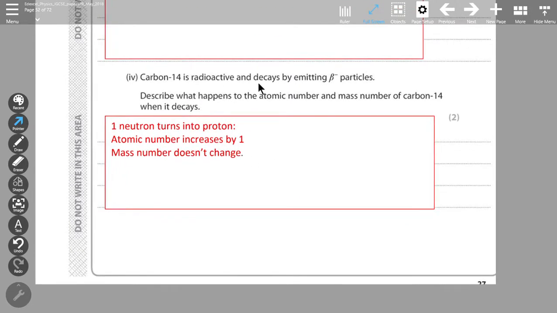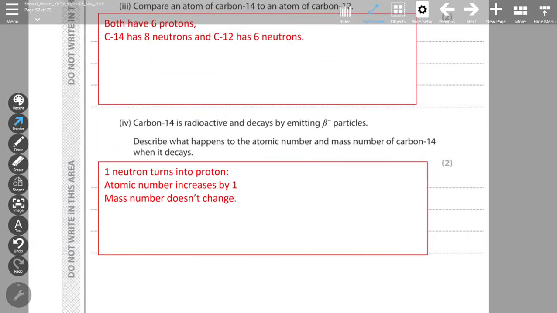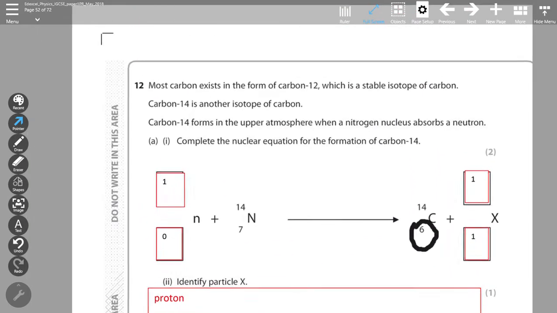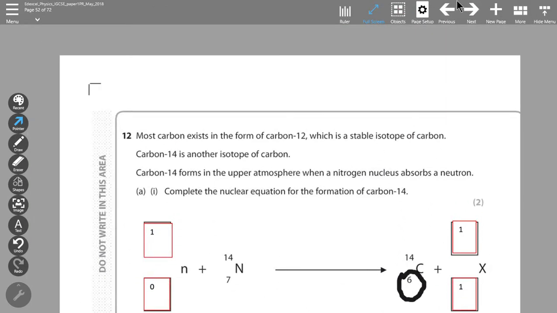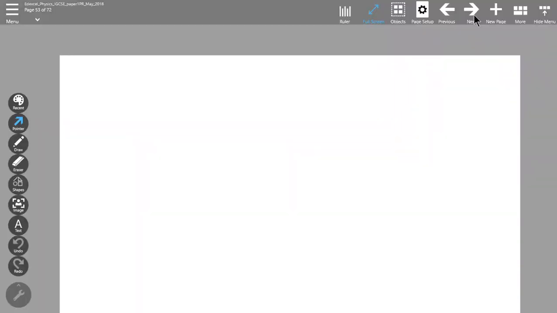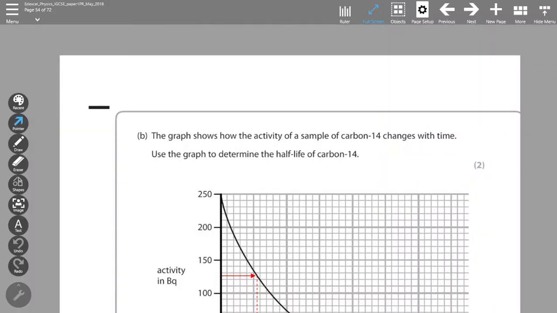Carbon-14 is radioactive and decays by emitting a beta minus particle. Describe what happens to the atomic number and mass number of carbon-14 when it decays. 1 neutron turns into a proton. Atomic number increases by 1. Mass number doesn't change because the nucleon number, the mass number, is the same. A neutron changes into a proton.